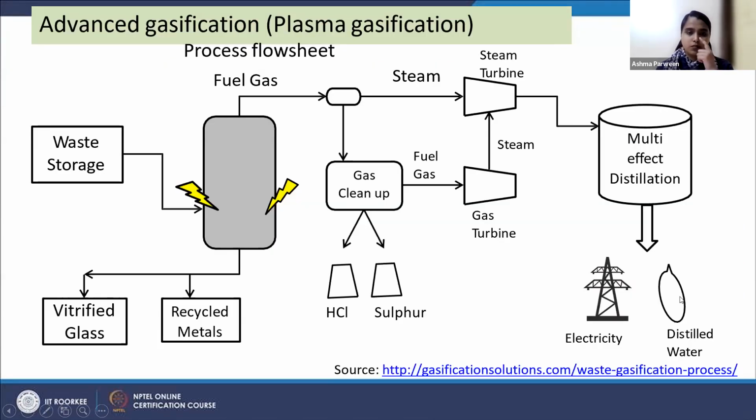So next, it is a flow chart for the plasma gasifier. Here, this gray one is the plasma gasifier. Here, waste is applied, and from the slag we recycle materials, and whatever glass is there we recycle that. And the flue gas is first sent for cleanup. After cleaning, the fuel gas can be used to run the gas turbine to generate electricity, and the steam from the flue gas can be used to run a steam turbine to generate electricity. And finally, we can do distillation of the steam to get distilled water.